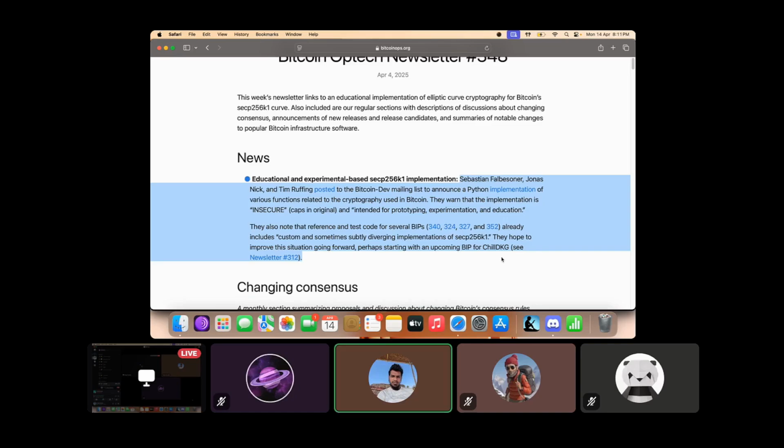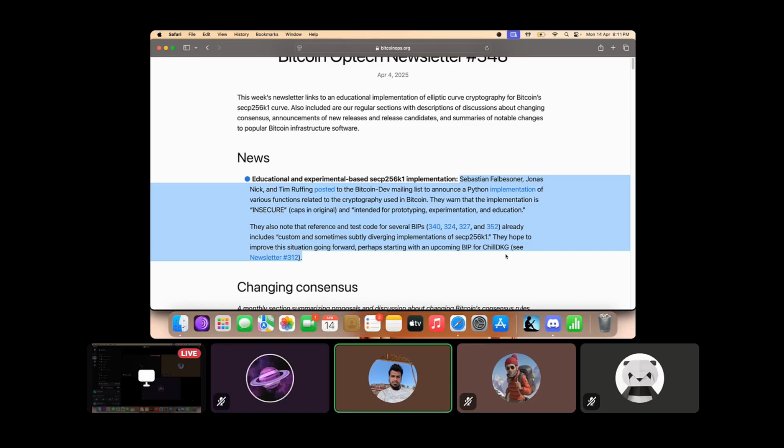We all know, or I'm assuming most of us know, what SECP256K1 is, right? Basically, there is a library incorporated in Bitcoin code for performing arithmetic operations specific to the SECP256K1 curve, which is used in Bitcoin for various purposes, such as deducing public keys out of private keys, creating digital signatures, and so on. And this week's news article mentions a Python implementation. The one that is currently used, I believe, is in C++, the one that Bitcoin Core incorporates.